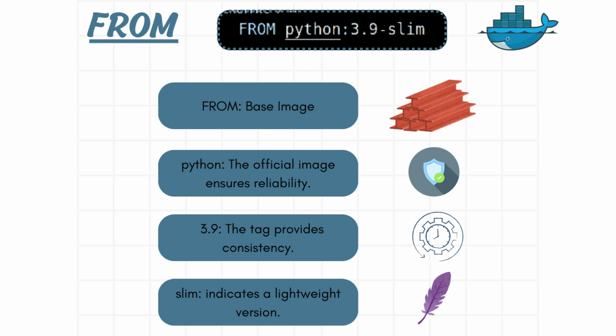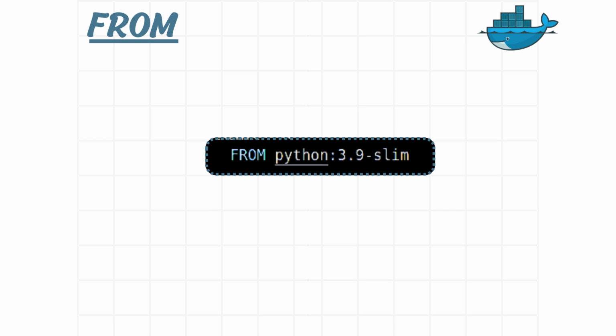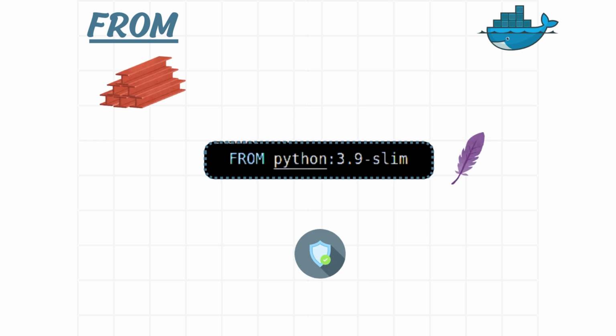This slim variant ensures we have a streamlined environment that includes just what we need to run Python, keeping our container clean and efficient. In summary, this line sets the stage for everything that follows in our Dockerfile, ensuring we start with the right tools and a consistent environment.